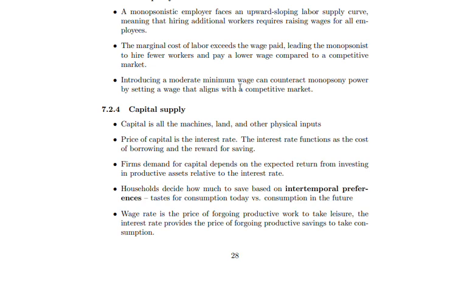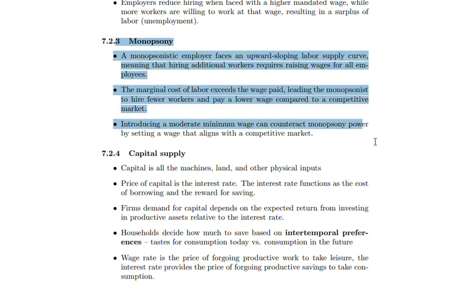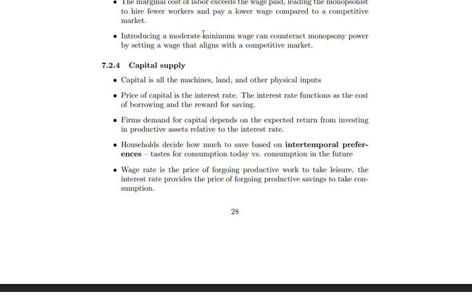Introducing a moderate minimum wage can counteract monopoly power by setting a wage that aligns with the competitive market. The concept is similar to the poisoning effect: the firms don't want to hire more workers, which creates unemployment.